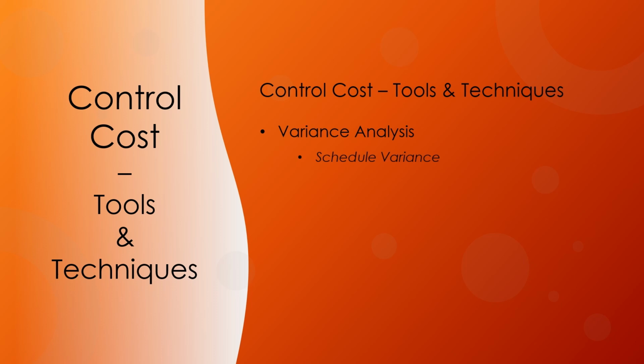Schedule variance, or SV, is a measure of schedule performance expressed as the difference between the earned value and the planned value. It is the amount by which the project is ahead or behind the planned delivery date at a given point in time. It is a measure of schedule performance on a project. It is equal to the earned value minus the planned value.